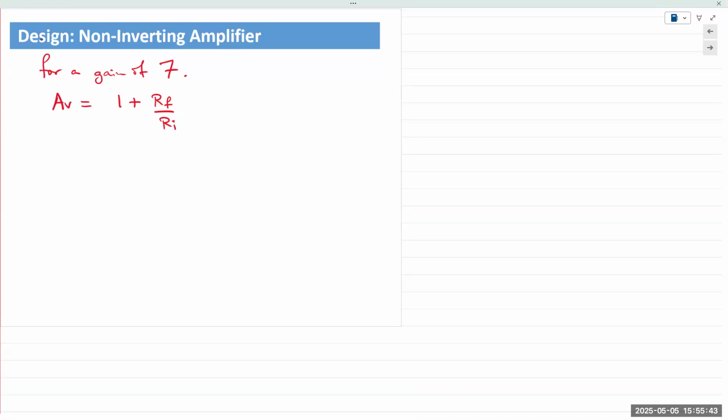For a non-inverting amplifier, whatever the gain is, always subtract 1, and then you work off the ratio. So Rf over Ri is simply Av, the gain, minus 1. In this case, if you want a gain of 7, then the ratio of the feedback resistor to the input resistor would be 6.